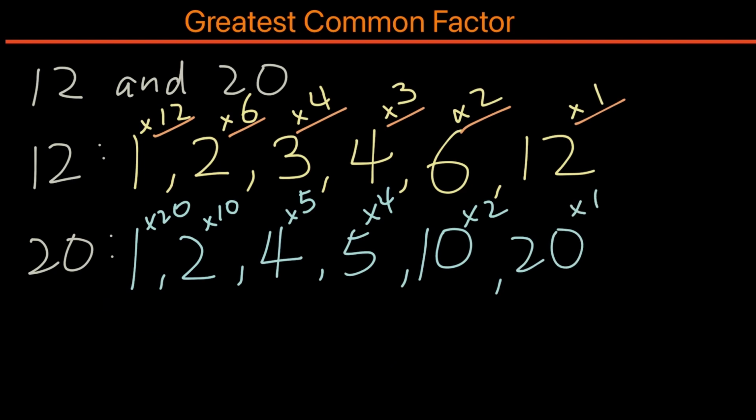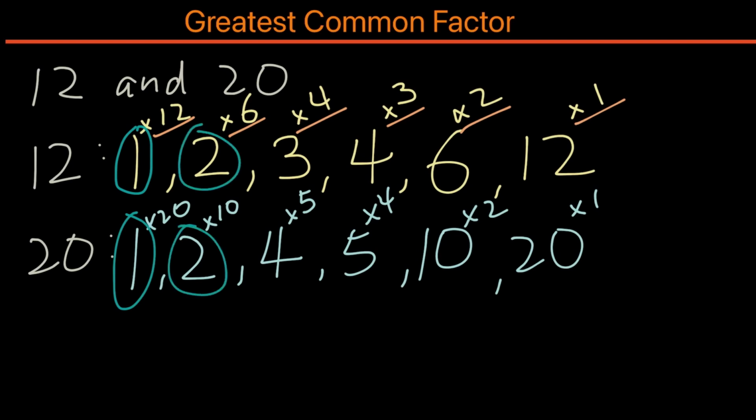So now that we have completed the factor lists, what we want to do next is figure out the greatest common factor. Between 12 and 20, we can see 1 is available, and 2 is also common. Then we have 4, and there are no more for the rest. So the greatest common factor for 12 and 20 would be 4, because it is the greatest number they have in common.